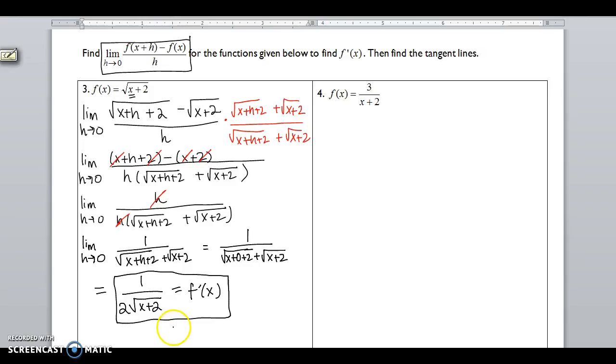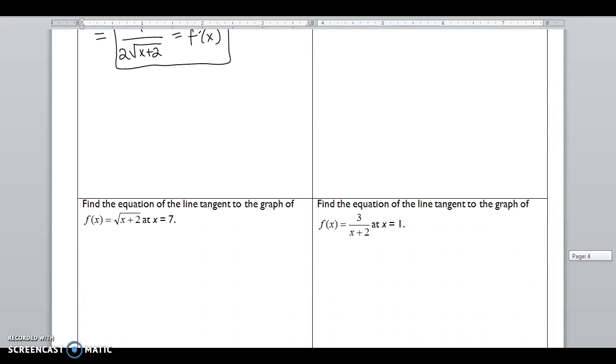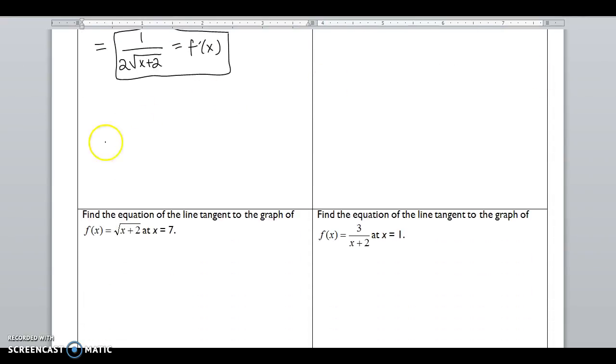That's f prime. Remember, that represents the slope of the tangent line. So what we're going to do next, we're going to jump down to this part at the bottom. We're going to find the equation of the tangent line to the graph of f of x is square root of x plus 2 at x equals 7. So we're still going to use that form, y minus y1 equals m times x minus x1. And so in order to use that form, which is called point-slope form, you need a point and you need the slope.